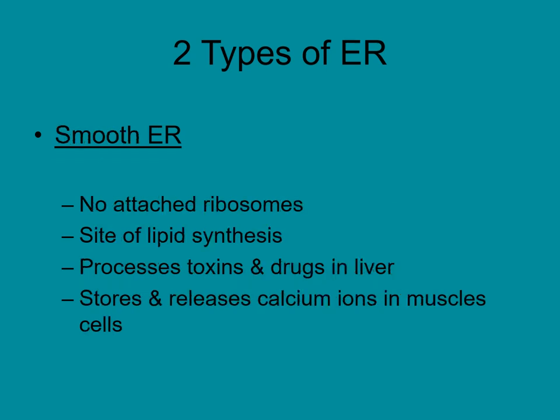The smooth ER, the surface of it is smooth because it does not have any ribosomes attached to it. One of its main functions is that it's involved with lipid synthesis. It helps to process toxins and drugs, and you'll find that in certain organs of the body, such as the liver, the organelles may have specific specialized functions. In the liver, the smooth ER is definitely involved with helping to process toxins and drugs it comes in contact with. In muscles, the smooth ER is involved with storing calcium that has to be released in order for muscle contraction to occur.